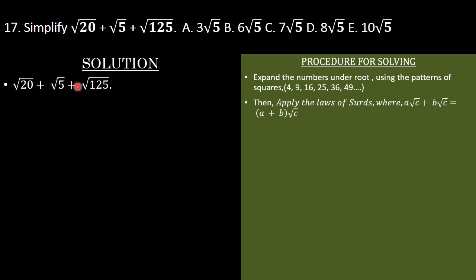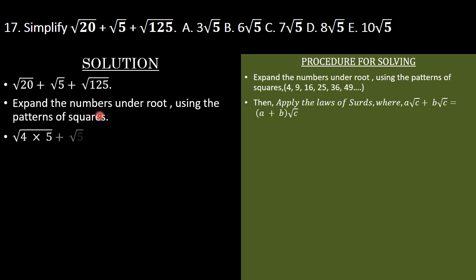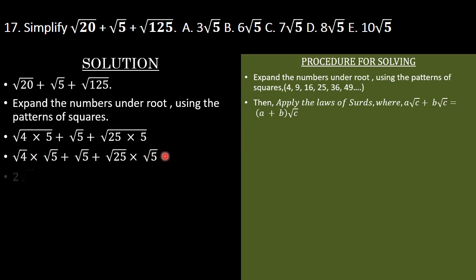Here is our question. Then expand the numbers under root using the patterns of squares. You now have 4 multiplied by 5. Don't forget this 4, it falls under the patterns of squares here. 4 multiplied by 5 plus root 5 plus root 125, it gives 25 multiplied by 5. Now let's separate them. We are going to have root 4 multiplied by root 5 plus root 5 plus root 25 multiplied by root 5. Root 4 gives 2, root 25 gives 5. We now have 2 multiplied by root 5, we have 2 root 5, plus root 5 plus root 25 gives 5. We now have 5 multiplied by root 5, we have 5 root 5.